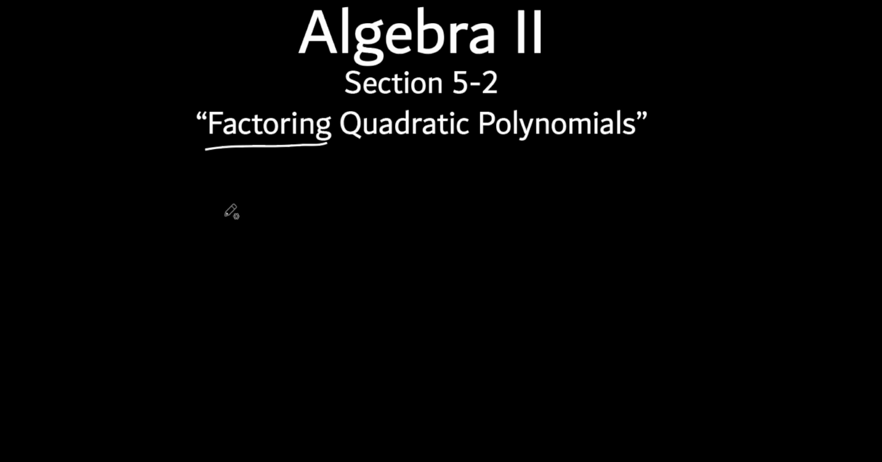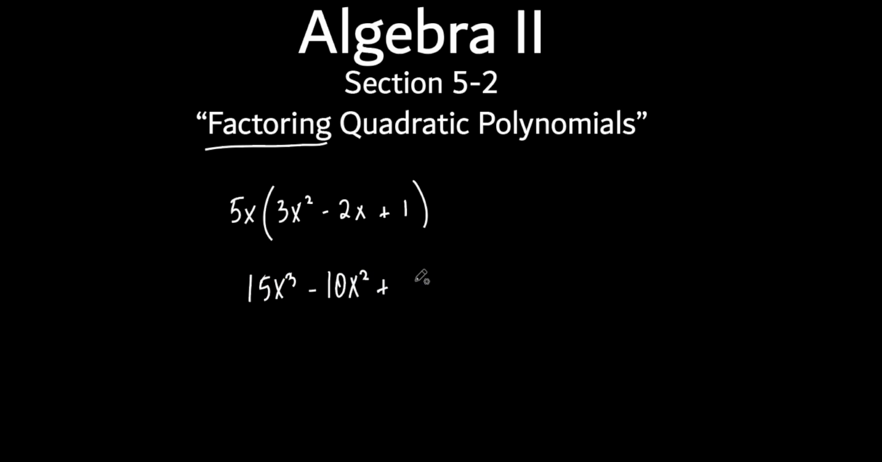So, for instance, for that lesson 5.1, I'm just making something up. What if we had 5x times (3x squared minus 2x plus 1)? This is what we did yesterday, correct? It's an easy version of it. But what would we get? We would get 15x cubed minus 10x squared plus 5x. So that's what we did in section 5.1. But in this section, we're going the other way.